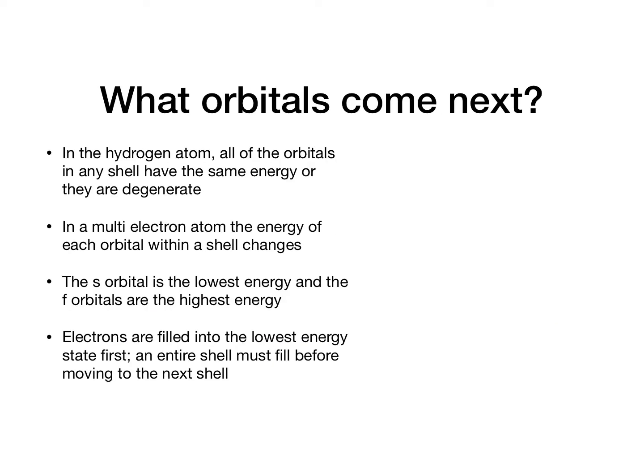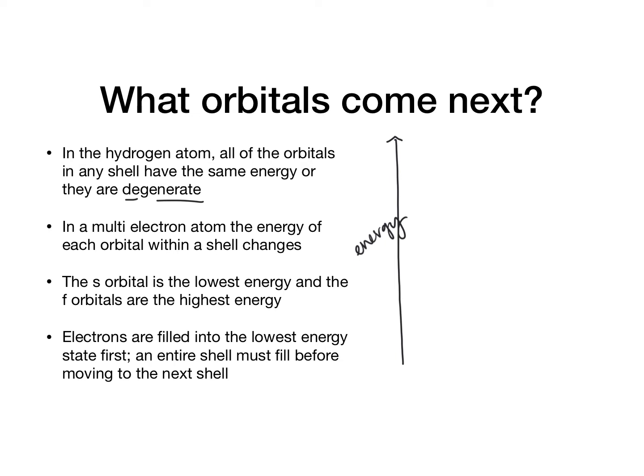When we think about the orbitals, we need to ask ourselves about the orbital energies. In a hydrogen atom, all of the orbitals in any shell have the same energy. This means that they are what's called degenerate. Degenerate means same energy. In a multi-electron atom, the energy of each orbital within a shell changes. So if we think about this graphic, where we know that the energy goes this way, what do we see?